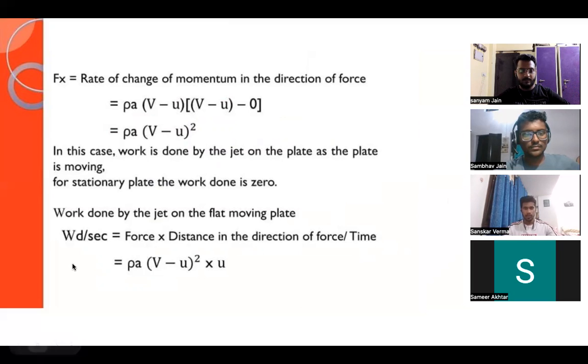So Fx is equal to the rate of change of momentum in the direction of force. As we can see in this case, the work done by the jet on a stationary plate is 0. Work done by the jet on a flat moving plate, the work done per second, is equal to force into the distance in the direction of force divided by time, which comes out to be rho a v minus u whole square into u.